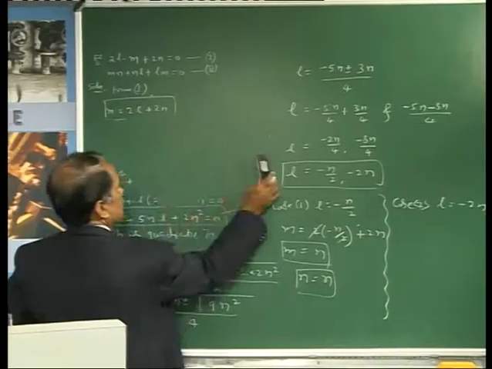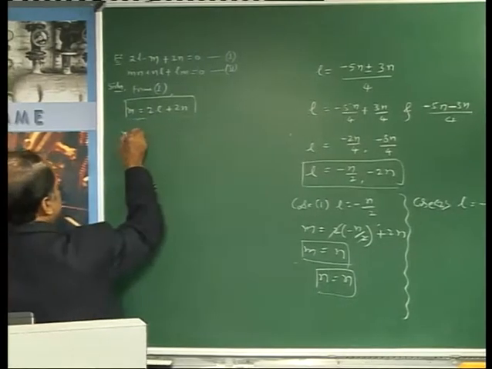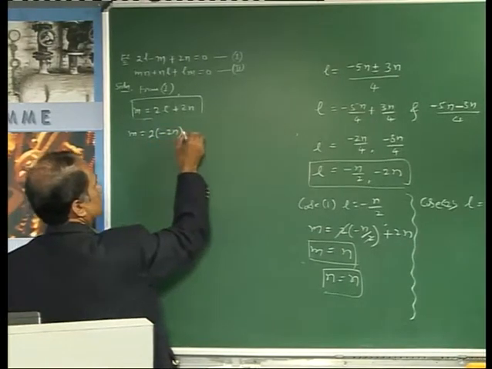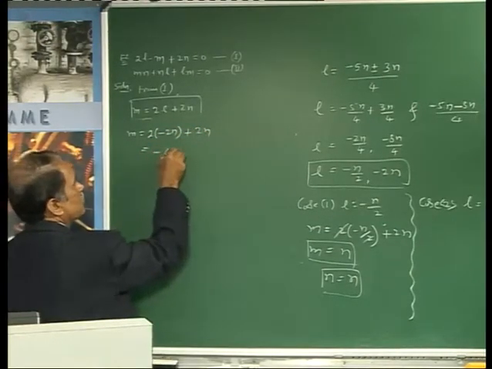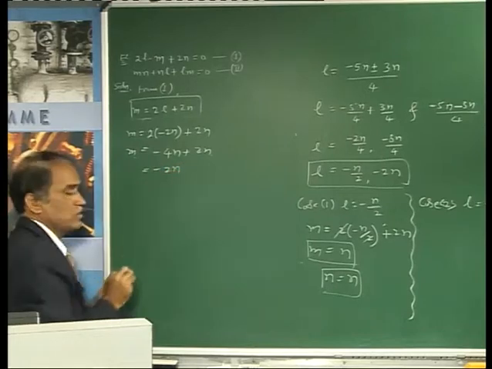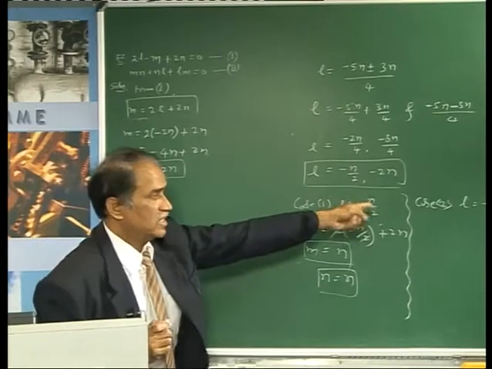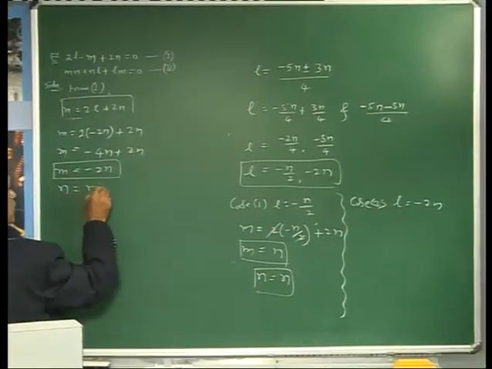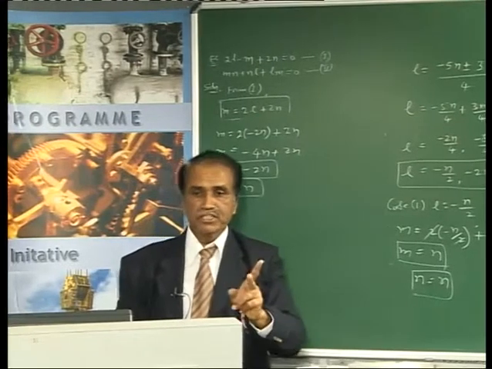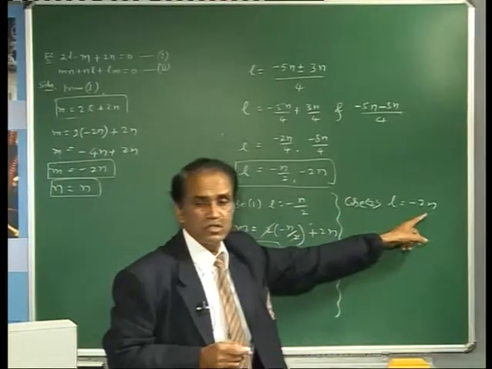Then I can get M is equal to 2 into minus 2N plus 2N, this is minus 4N and plus 2N, which should be minus 2N. This is the second calculation for the second selection, that means L is equal to minus 2N, M is minus 2N, and here also N remains the same. Therefore, I can list out two sets of direction cosines respectively for the value of L is equal to minus N by 2 and for the value of L is equal to minus 2N.